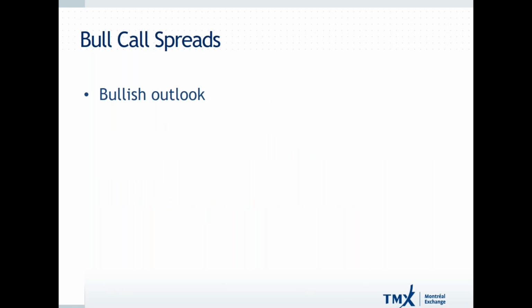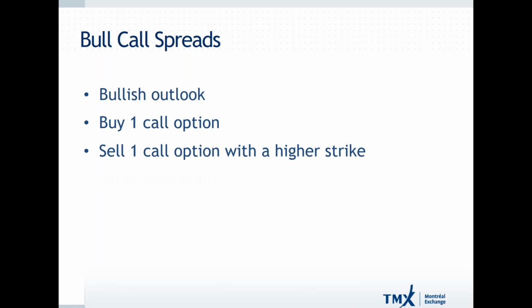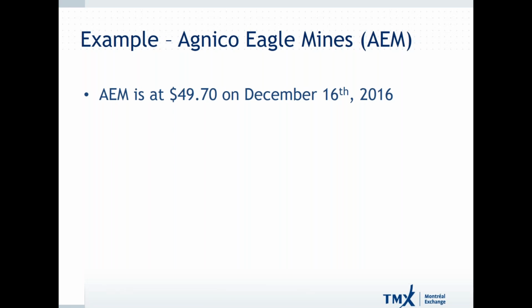But just always remember, there's going to be a trade-off when you start creating combinations, and you've got to decide what the most important thing is you're trying to accomplish, and whether or not you can live with that trade-off. So we're going to use a bull call spread as an example. In a bull call spread, we have a bullish outlook. We're going to buy one call option close to where the stock's trading presently, and then sell another call option with a higher strike price. In this case, they're going to be the same expiration date.